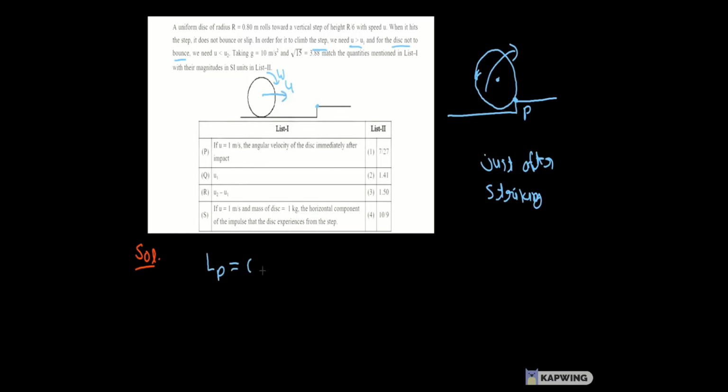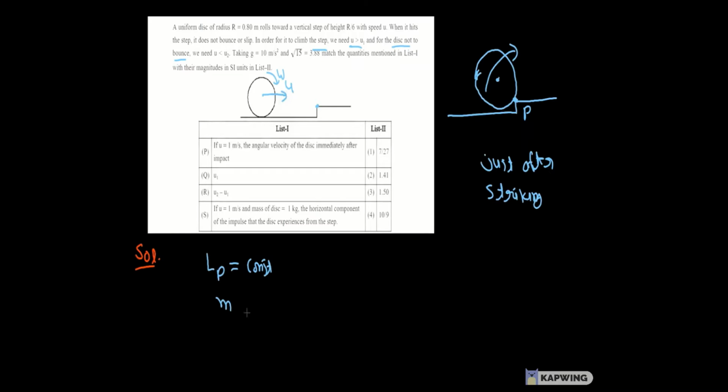Initially this disk is moving with speed u towards the step and angular velocity omega. Just after striking the step, the disk will rotate about this point P. This point P will act like a hinge because the disk is not slipping about it. So we can assume pure rotation about P just after striking the step, and we can conserve angular momentum about point P.